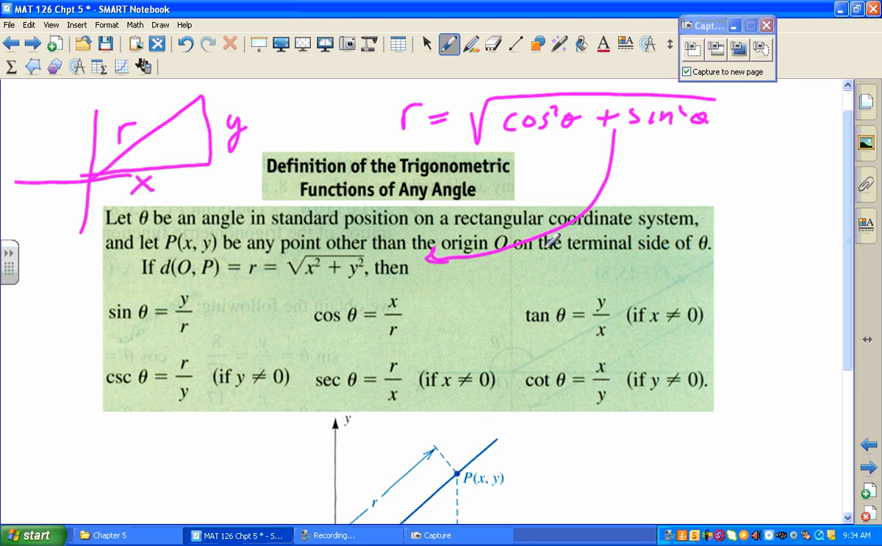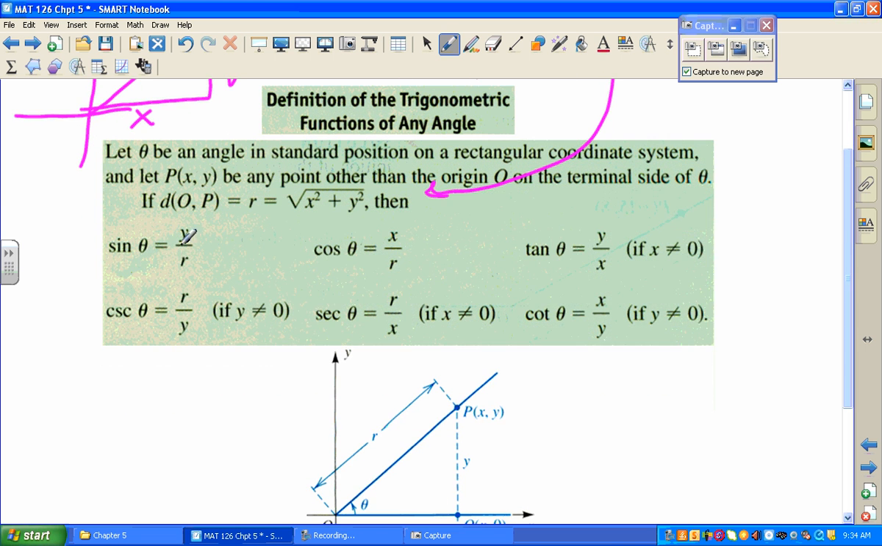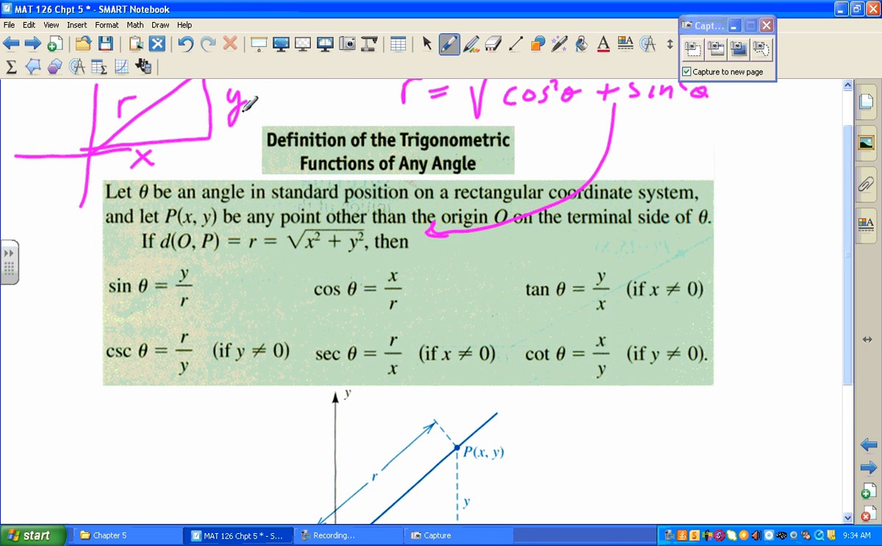Okay? So here are some definitions. Y over R, have you seen that definition before? You put it on your note card already. What is R in the unit circle? And what's the length of it? 1. So sine of theta equals Y. Cosine of theta equals X over R. If R is 1, what does cosine of theta equal? X. What's tangent equal? Y over X.